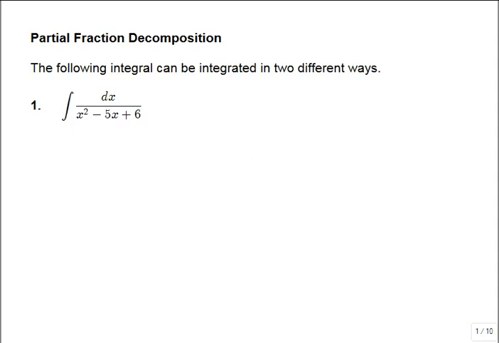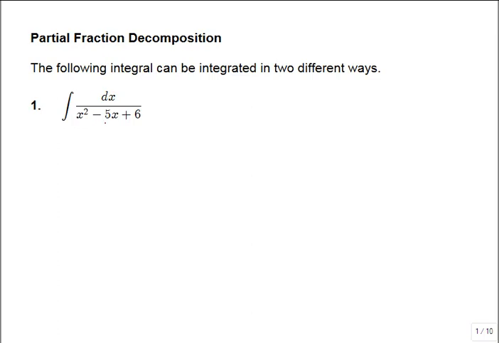Welcome to the video lecture on partial fraction decomposition. This video lecture is going to be about a new strategy that you can use to integrate integrals that have rational expressions in them, which are polynomials divided by polynomials, which is this example right here.